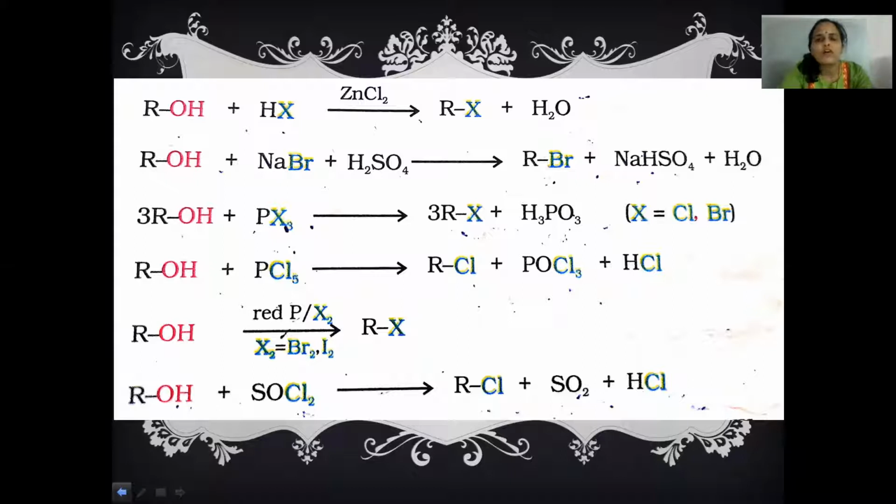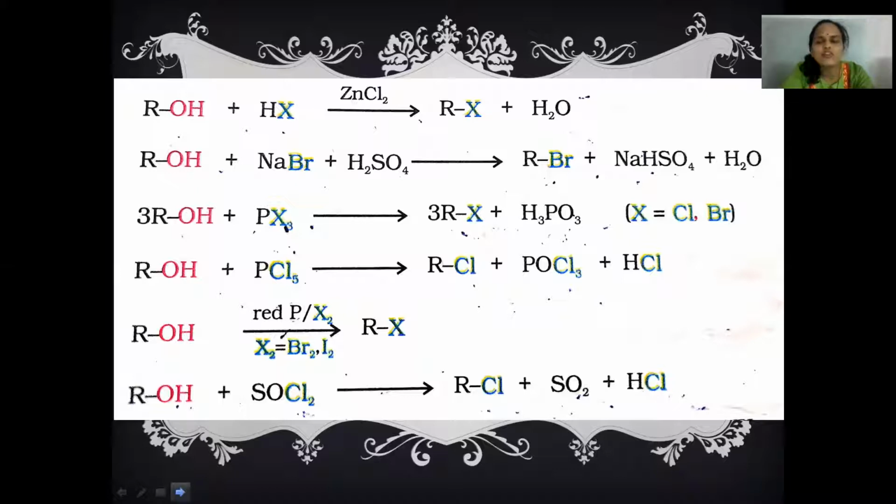You can also prepare an alkyl halide by treating alcohol with sodium bromide in the presence of H2SO4. It gives RBr plus NaHSO4 plus water. Third reaction: alcohol on treatment with PX3, phosphorus trihalide, gives alkyl halide plus H3PO3, where X can be Cl or Br. Alcohol on treatment with PCl5, phosphorus pentachloride, gives RCl plus POCl3 plus HCl.